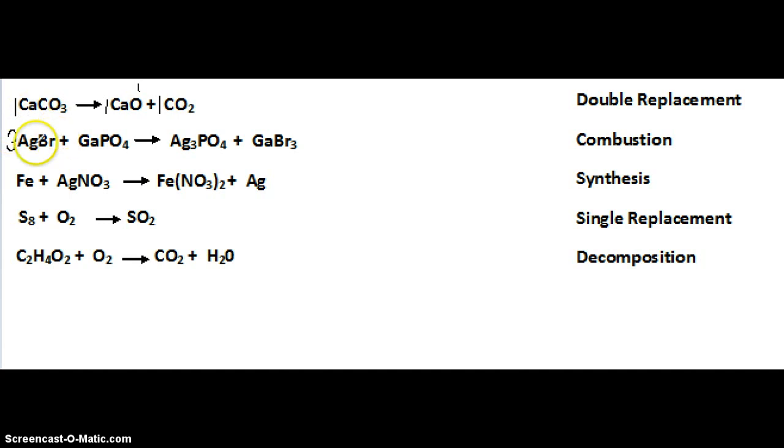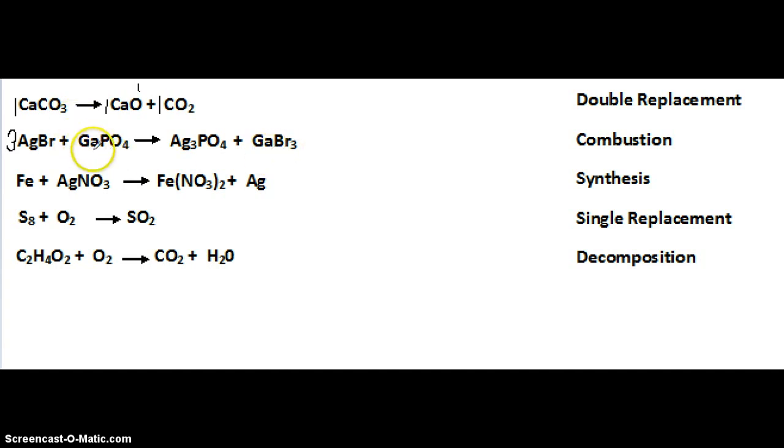We've got 3 on this side because the 3 affects the bromide as well. If there's a number in front of the whole compound, it affects every single element in the compound. If it's just next to it, like here, it only affects the one that it's behind or in front of. So here we have now 3 bromides on the left side and 3 bromides on the right side. Perfect.